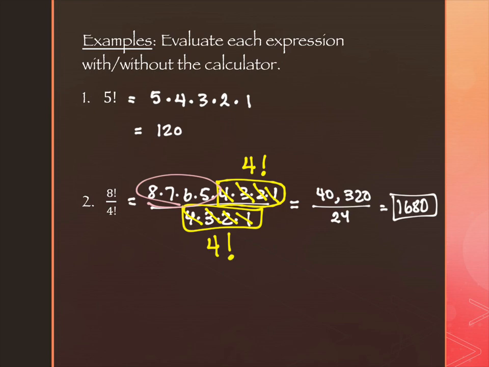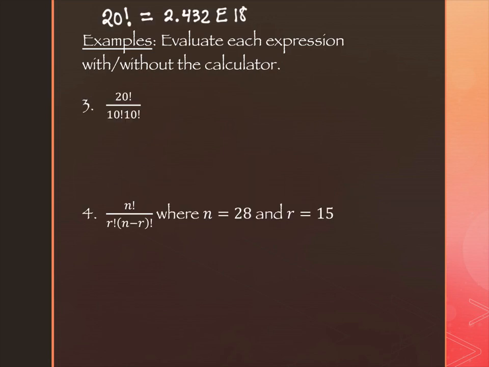So if we get to a point where there's a 4 exclamation point on top and a 4 exclamation point on bottom, and they match exactly, not just that they divide each other, but they have to match exactly, we have the ability to cancel out the 4 factorial on the top with the 4 factorial on the bottom. Now, that's all well and good, but we had another way to do this problem. Why does it matter? Well, it matters because I can't do the problem I'm on, number 3, the way I did number 2. It's too big.